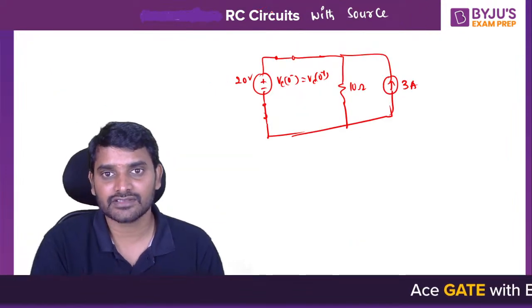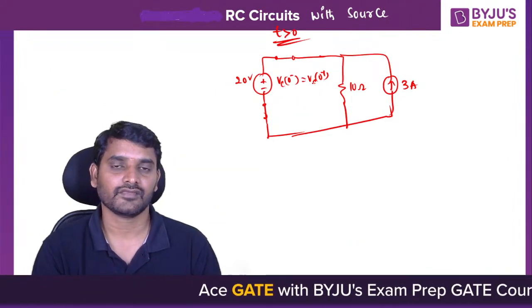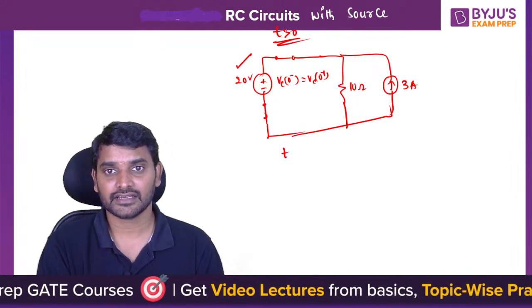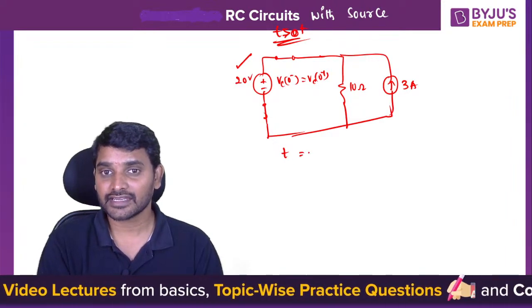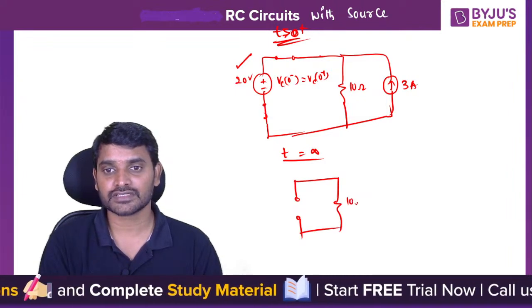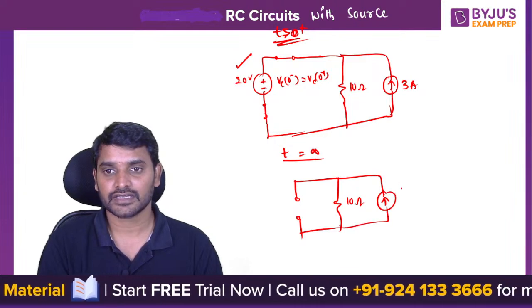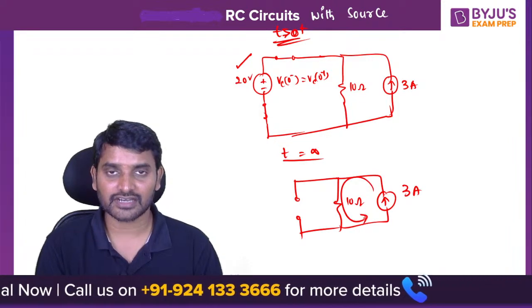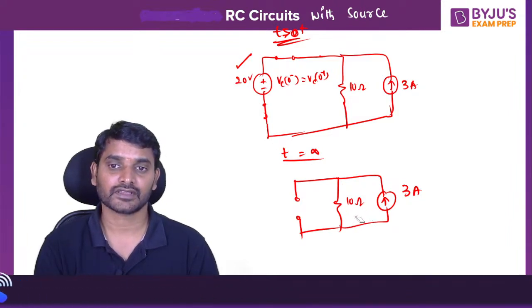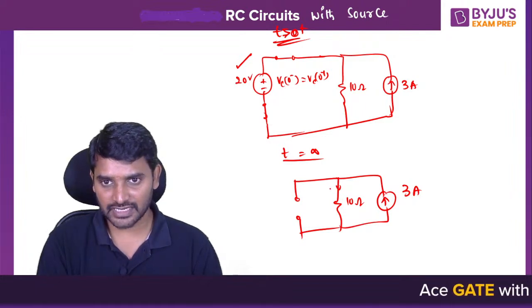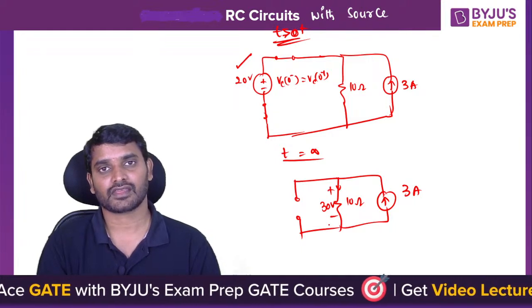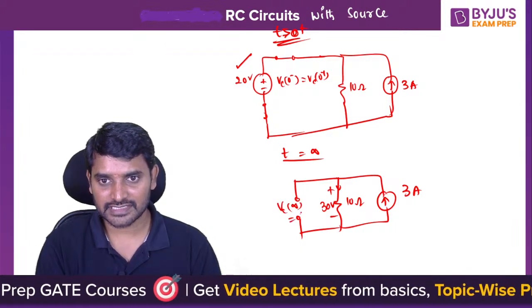And now for t greater than 0, this is how the network looks. Initial value is 20, and now the final value, how much will you get? At t equals 0 plus, this is how it looks. At t equals infinity, again the capacitor behaves like an open circuit, with 10 ohms and here 3 amperes. So this 3 ampere current source is going to drive the current through the 10 ohms only. Yes or no? So the 3 ampere current source driving the current through 10 ohms will give a voltage of 30 volts. So the final value Vc of infinity is 30.